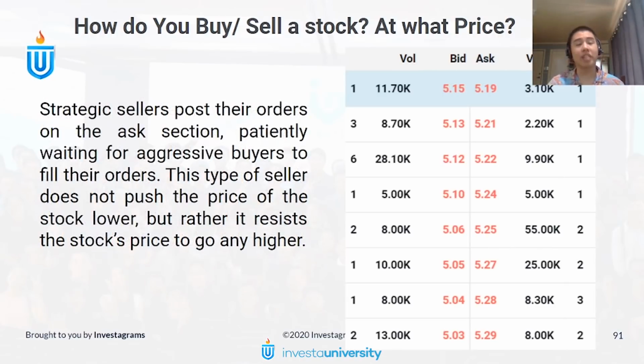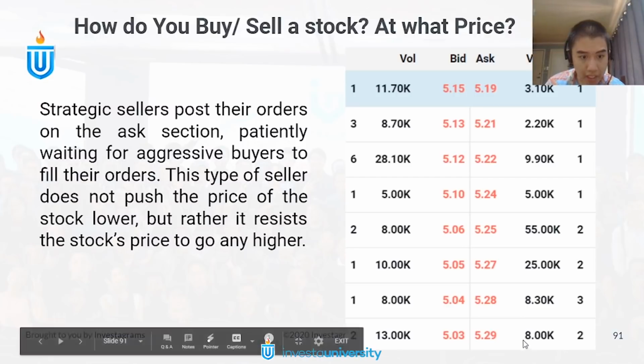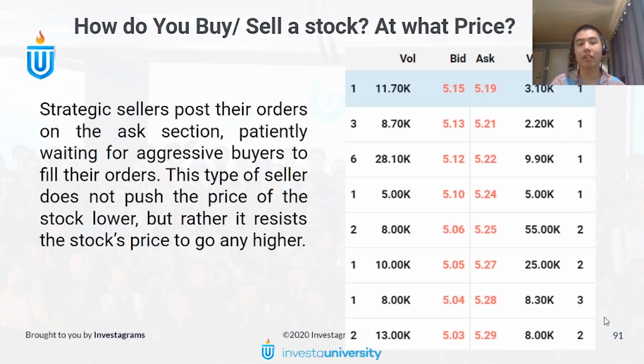And the same works sa sellers. Sellers, di ba? Let's say strategic seller ka. You don't want to sell it kaagad. You think you can sell it at a better price. Again, current price is 5.19. You think na mag-5.29 pa siya. So, dito ka pumila na yung shares na gusto mo ibenta. Parang ganun. Hindi mo kaagad itatapon yung shares mo sa bid, o hindi mo kaagad binibenta sa buyers. You're waiting for them to come to you to buy it. Yun yung concept.